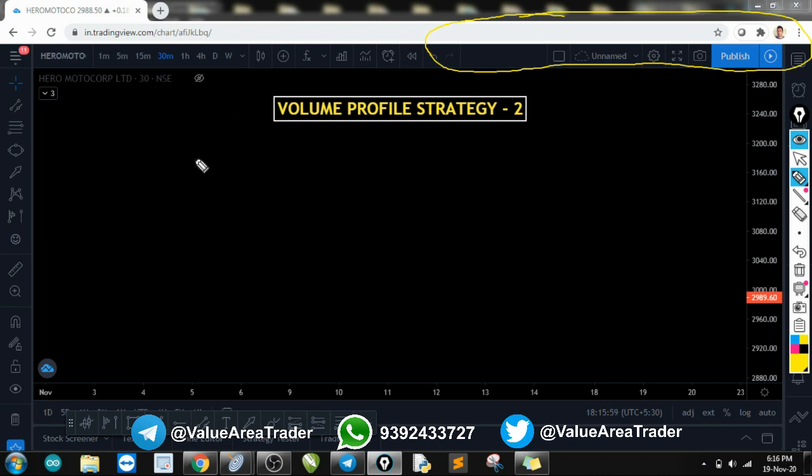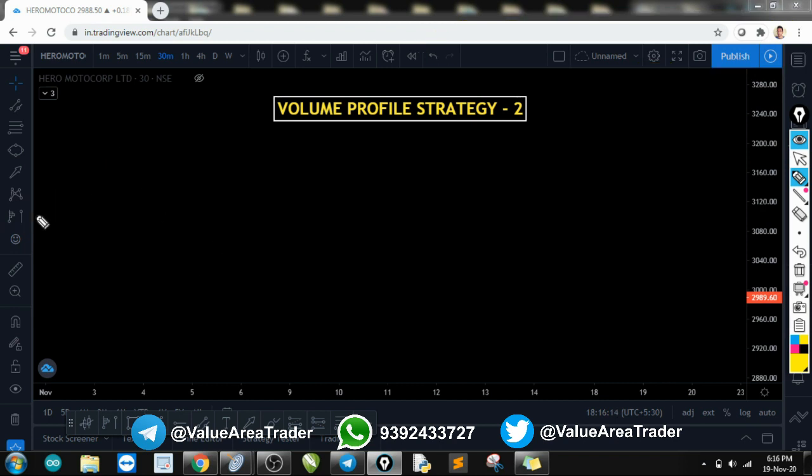You can watch that, in which I have clearly explained the new volume profile indicator, which is free to use for all the people who have a free account on TradingView. You can use the volume profile, the fixed volume profile option.